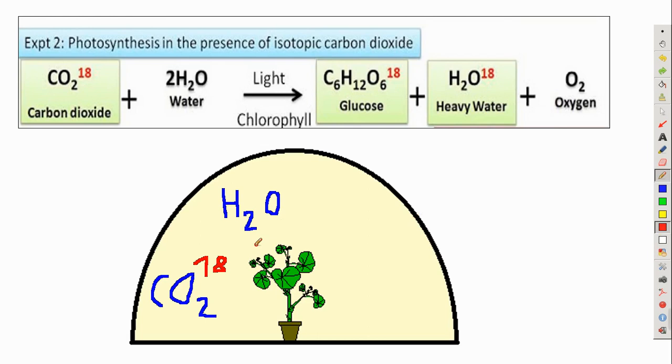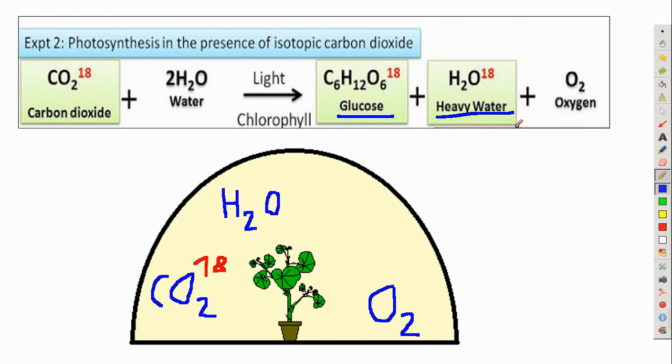So again, I'm not going to redraw the sun, but there are still light beams coming in, so when there is light, photosynthesis is going to occur. And this time what they noticed is that when the 18 isotope oxygen is in the carbon dioxide, the oxygen which is produced doesn't have the 18 isotope. However, the molecules which have the 18 isotope, you have them here: glucose and heavy water.